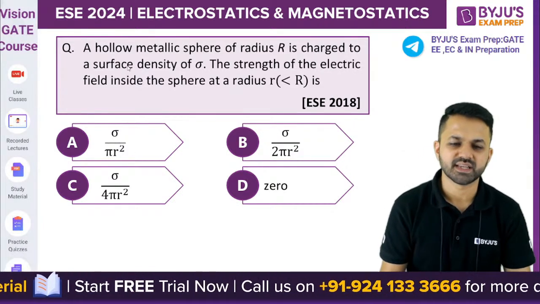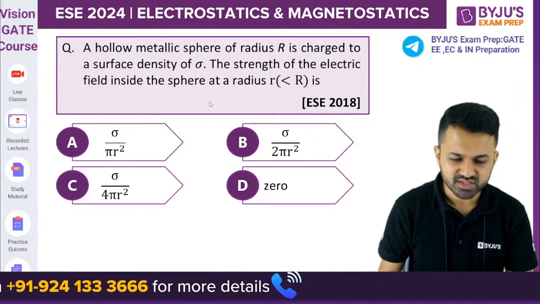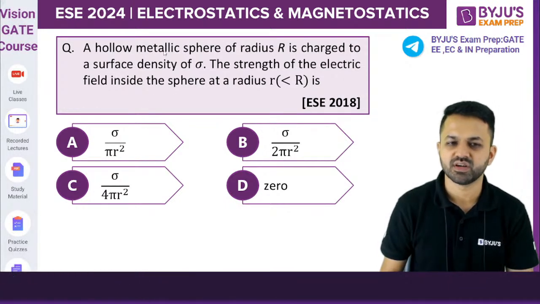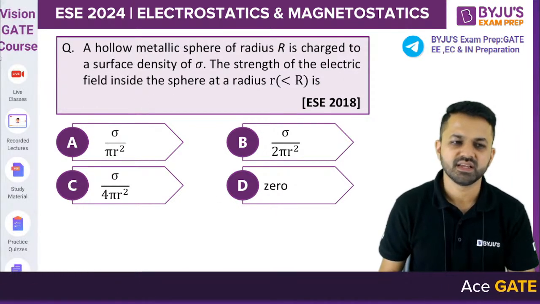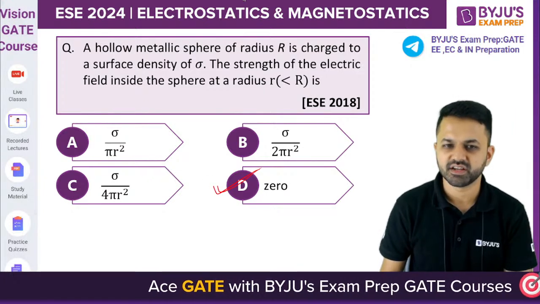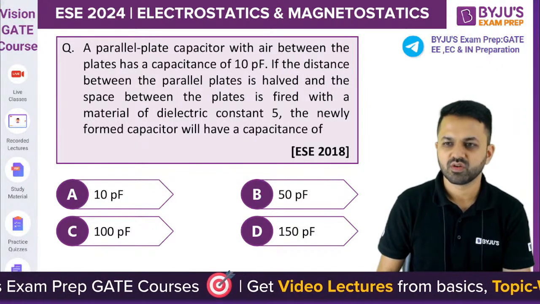So as you can see, a hollow metallic sphere of radius r is charged, surface charge density is given, the electric field strength inside the sphere. So if it is a metallic surface, the electric field inside the sphere is zero. Electric field inside the surface is zero. Let's solve this.